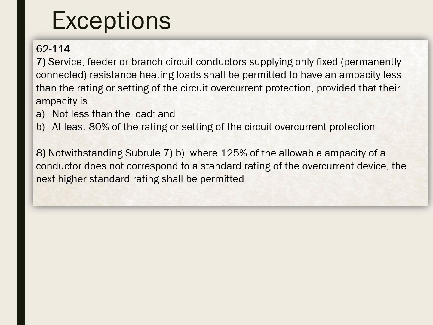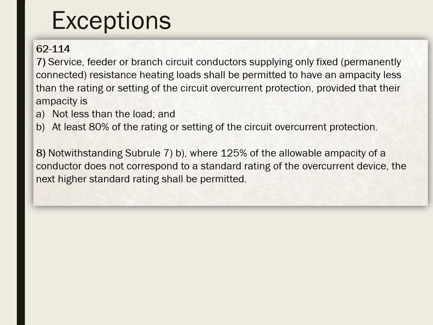So anytime that we have a branch circuit supplying a baseboard heater or an in-wall electric heater, we need to look at this rule. And it says it shall be permitted to have an ampacity less than the rating of the setting of the overcurrent protection, provided that the ampacity is not less than the load and at least 80% of the rating of the setting of the overcurrent protection.